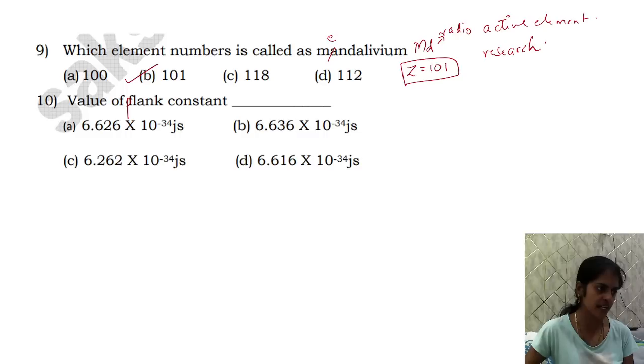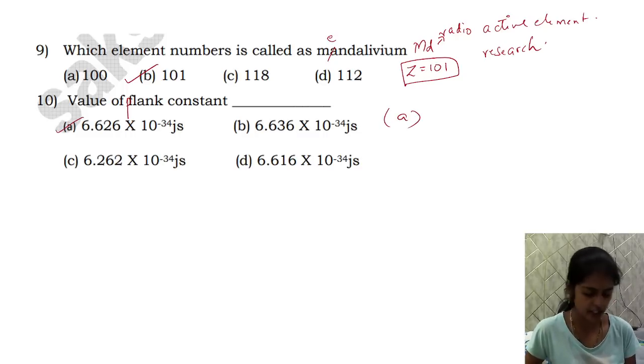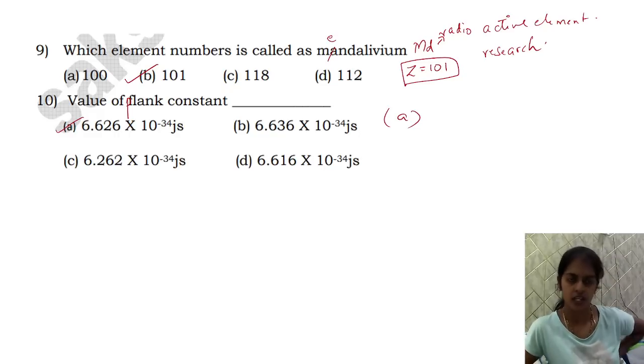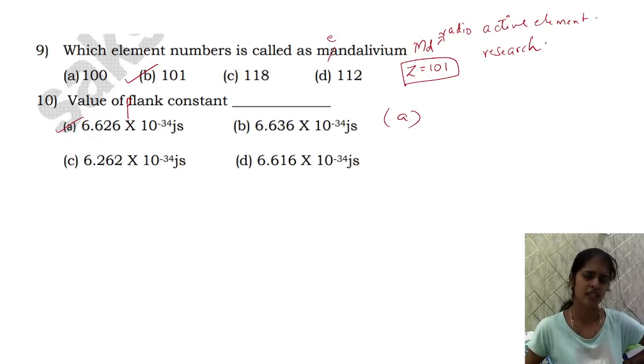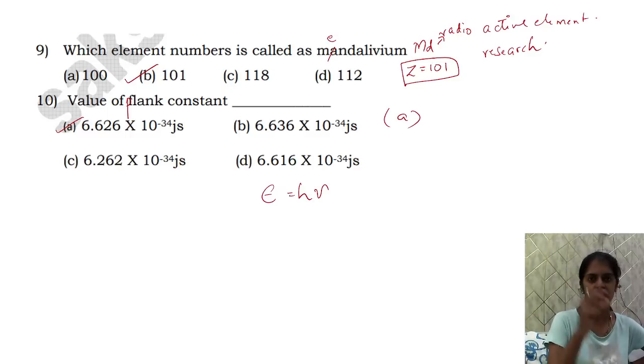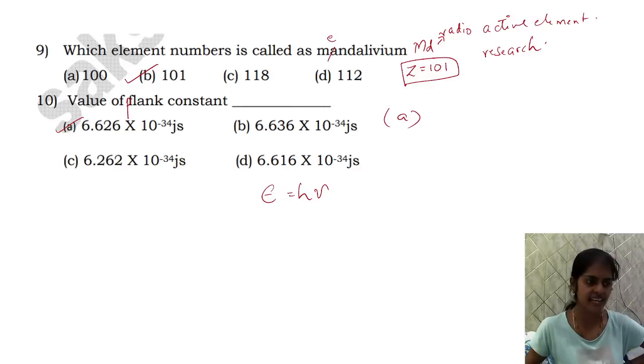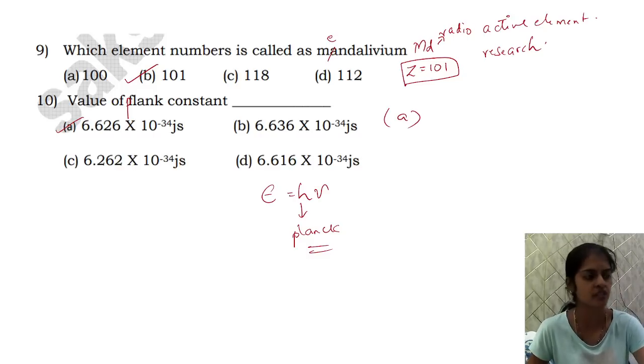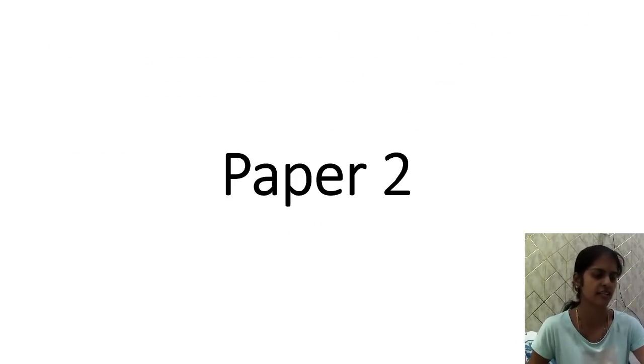6.626 into 10 power minus 34 joule second. So the first option is correct. The value of Planck constant is 6.626 into 10 power minus 34 joule second. And what is Planck constant? What did Planck say? Planck said energy is in the form of packets. It will travel in the form of packets of h nu, where this h is called Planck constant. And this is the value of Planck constant, 6.626 into 10 power minus 34 joule second.